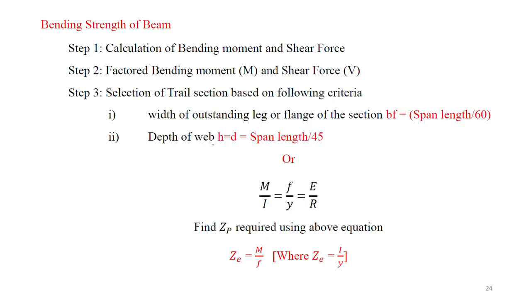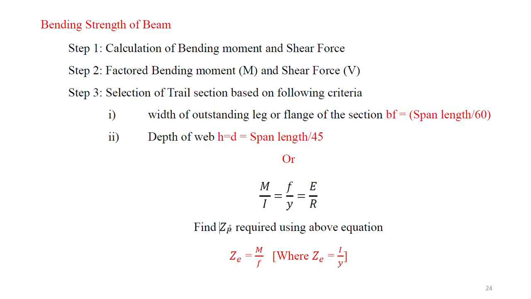And another condition, as per textbooks, we can take the M by I is equal to F by y is equal to E by R relationship. By using this one, we find the ZP required using the above equation. First of all, we have to find the plastic sectional modulus of the section of the beam. Plastic sectional modulus of the beam.